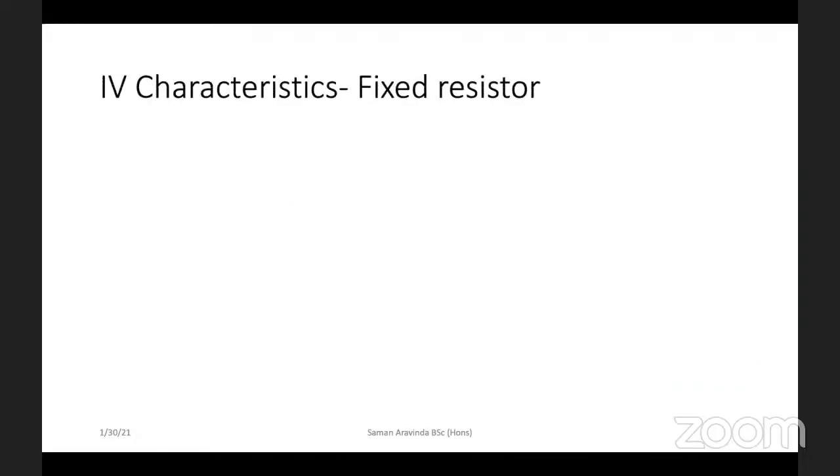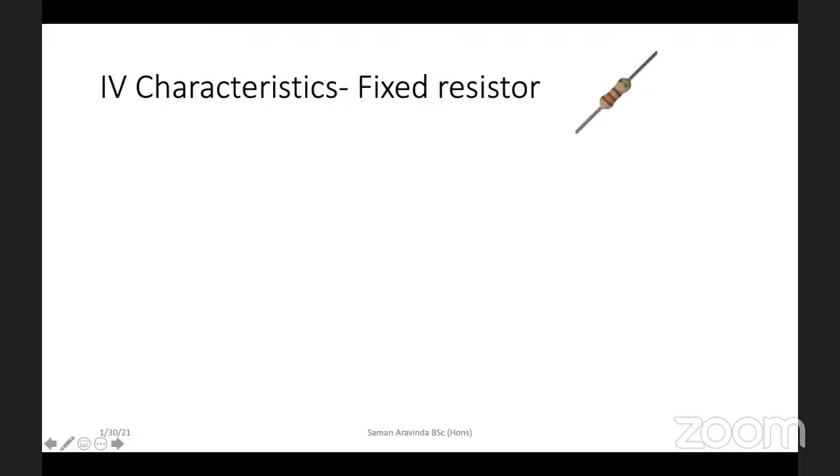Right now, we will look into how IV characteristics are drawn. Remember, the potential divider has three applications. The first one was the Wheatstone bridge, the second one was electric sensor circuits, and the third one is drawing IV characteristics of different electrical components. Remember that?